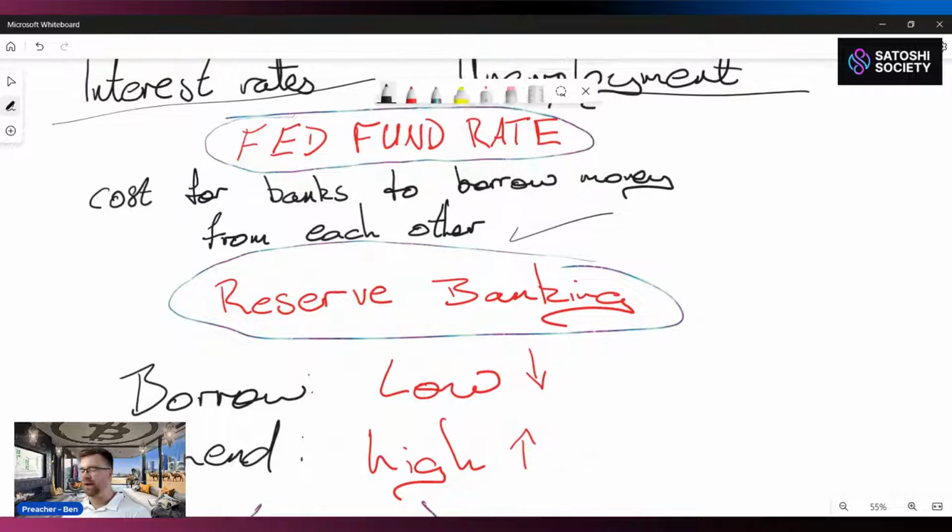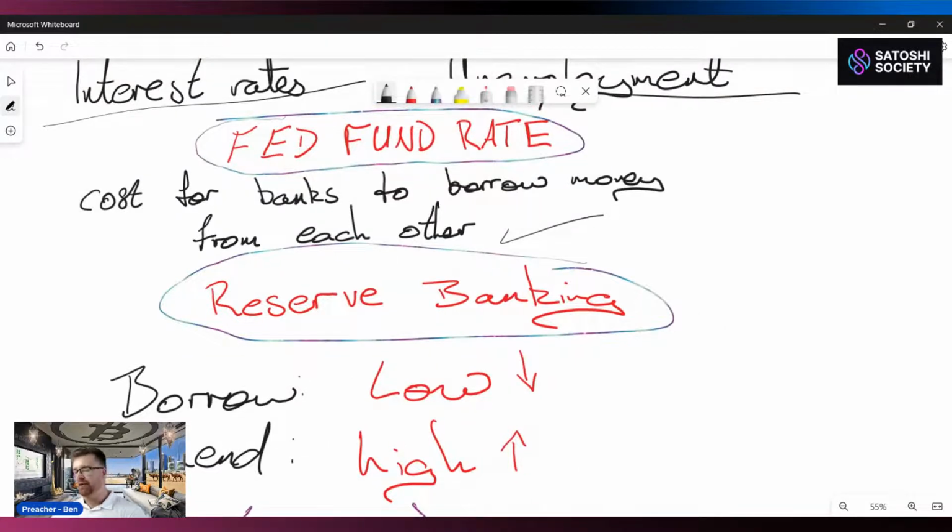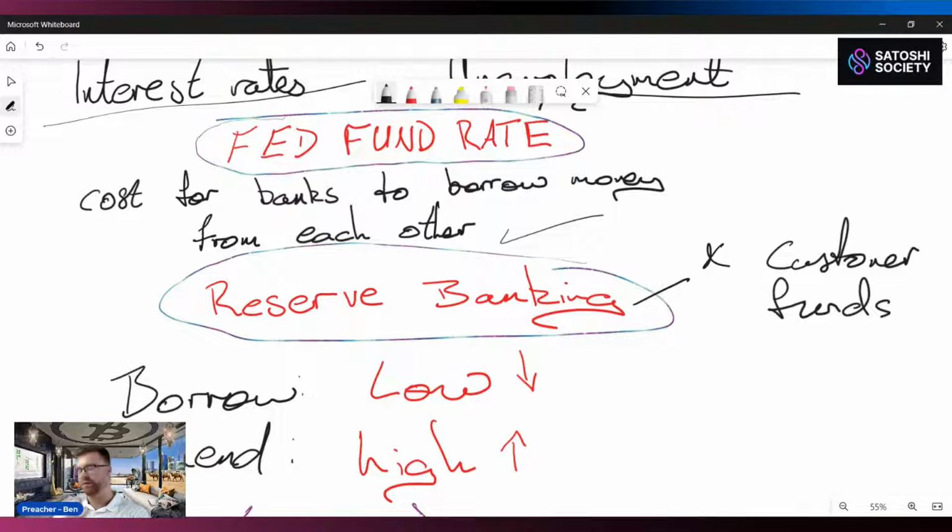Now, this is because we have what's called reserve banking. Reserve banking is basically where you're supposed to have X amount of customer funds. These funds have to be there in case there's a bank run. You can't just give away all of the money that someone has given you, because if everyone says, hey, I need my money, and you don't have any, it's going to be a big problem. Hello, 2008.